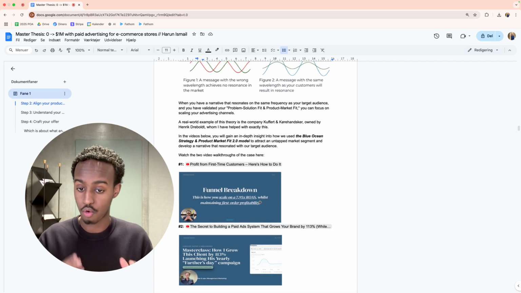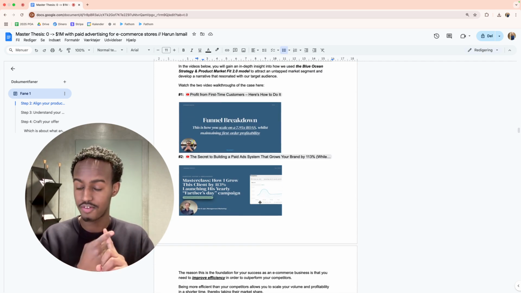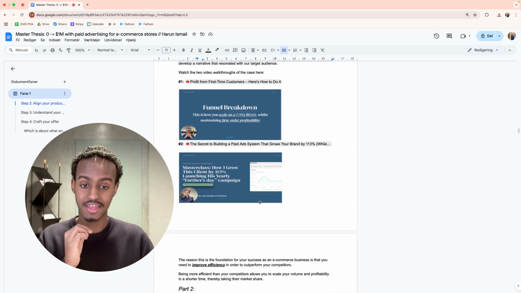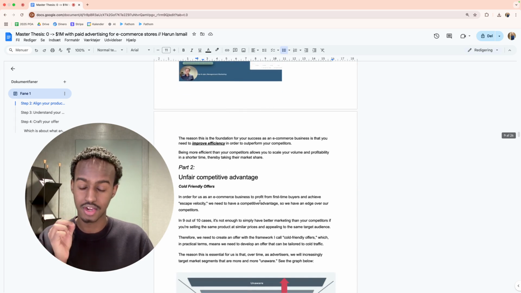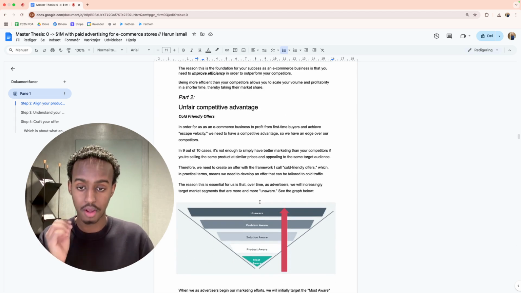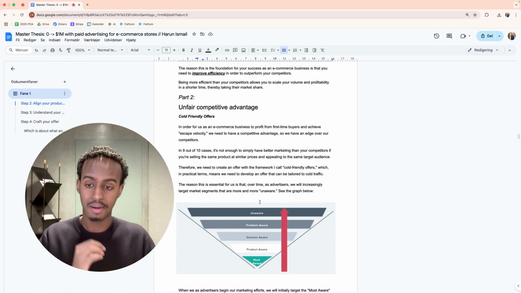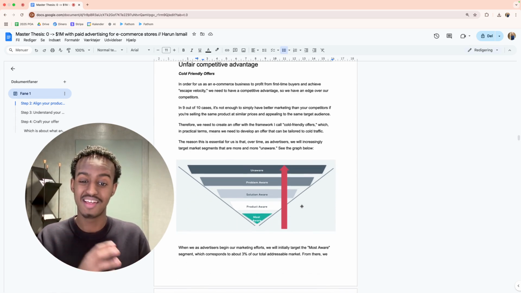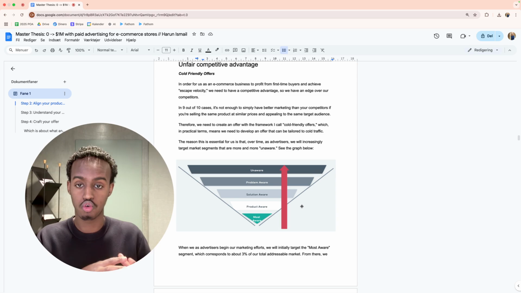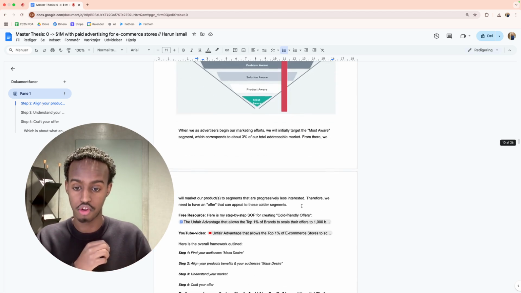You will learn how you can craft cold-friendly offers that give you an unfair advantage in the marketplace, and most importantly, actually allows you to ramp up your volume, because the most foundational part of actually scaling volume is having an offer that actually appeals to a large total addressable market.